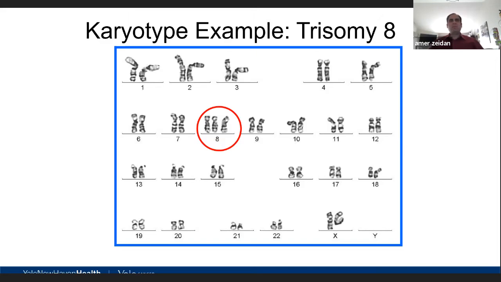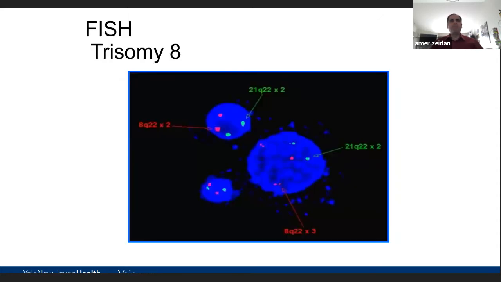You might see in your records or hear from your doctor that you have trisomy 8 or monosomy 7. Monosomy means that you have only one copy rather than two copies. You might hear that you have a complex karyotype. Complex karyotype means that you have 3 or more abnormalities. So the way we decide on this is by doing this test, the karyotype, either from the blood or more commonly from the bone marrow sample.